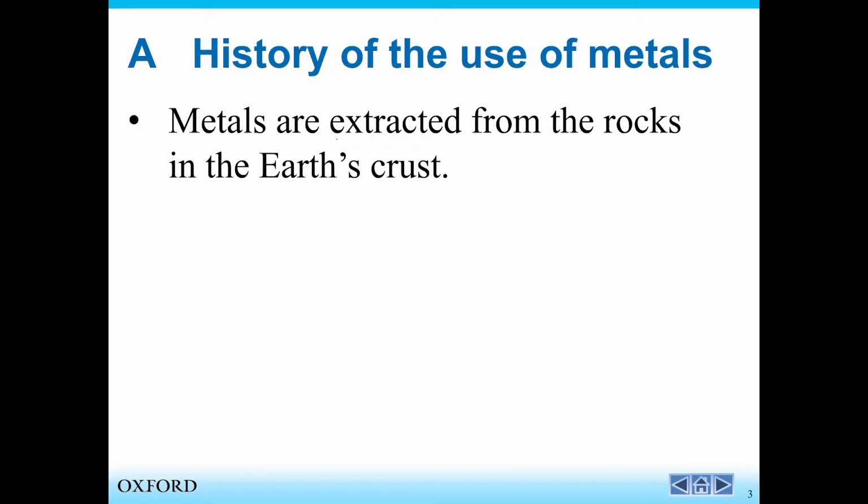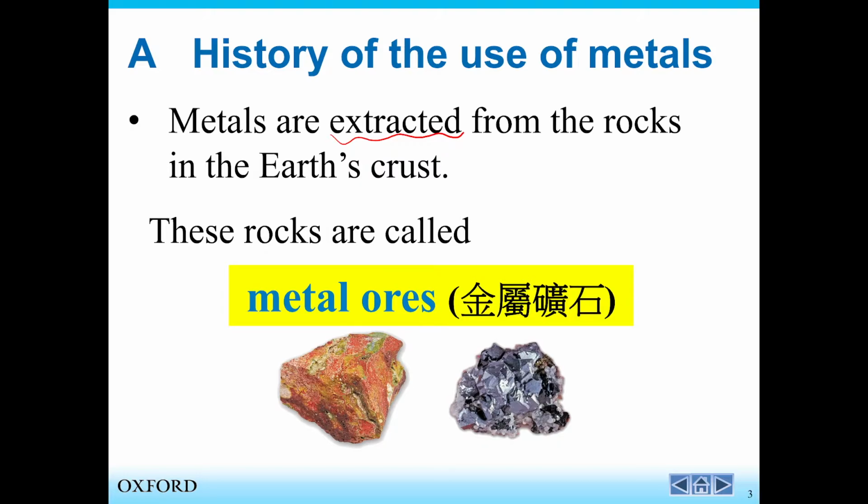And metals, we can extract them from the rocks in the Earth's crust. Now, what's the meaning of extract? It's like you can take them out. So how are metals taken out from rocks? We'll be learning that as well. And these rocks have a special name. We call them ores. O-R-E-S, ores.